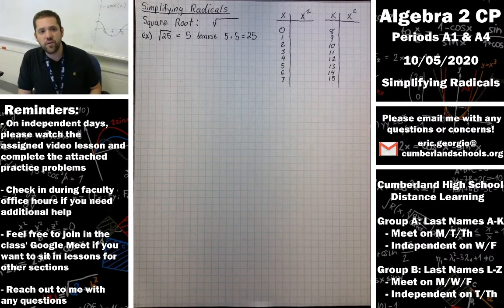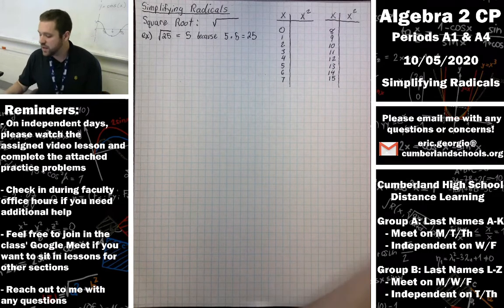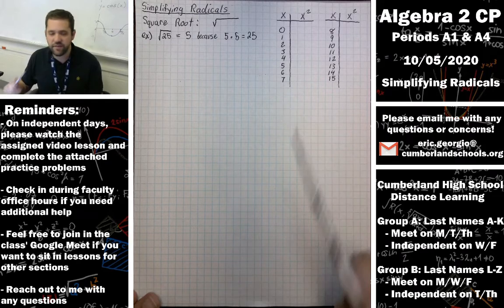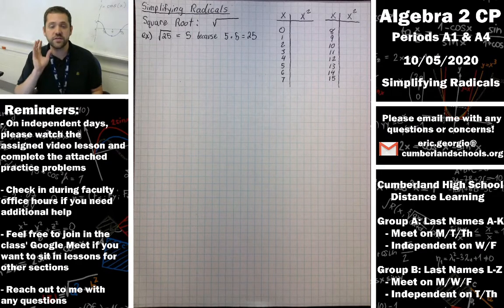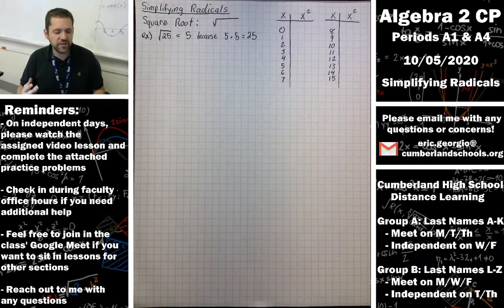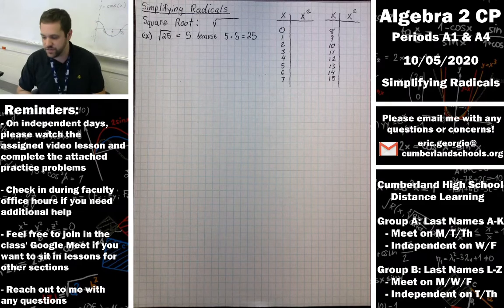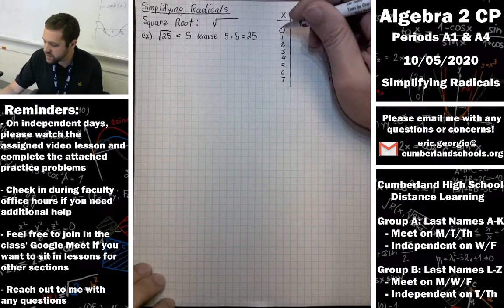If we are going to simplify more complicated expressions involving square roots, it's probably a good idea to have a good handle on our perfect squares. By perfect squares, I mean this list of numbers that have simple square roots, numbers that have integer answers as their square roots.